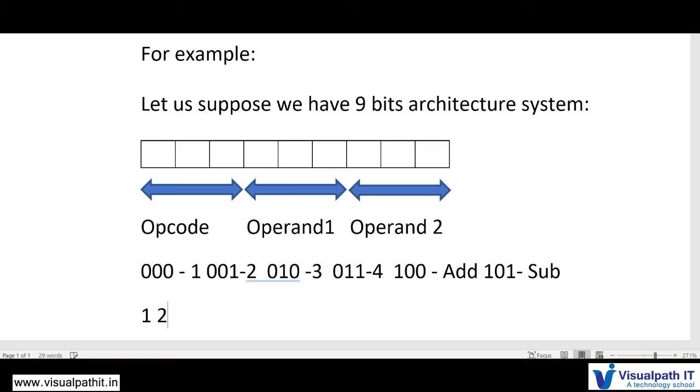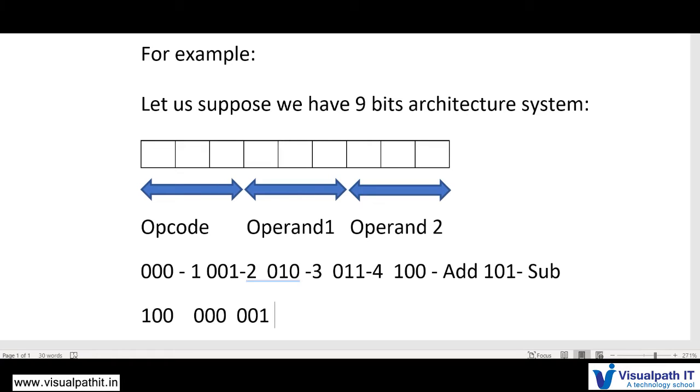So if we want to write a program to add 1 with 2, we will have to write the opcode first. We are saying addition, so the first 3 digits will be 100, the first operand would be 000, and the second operand would be 001. So the computer would understand that we are saying to add 1 to 2.